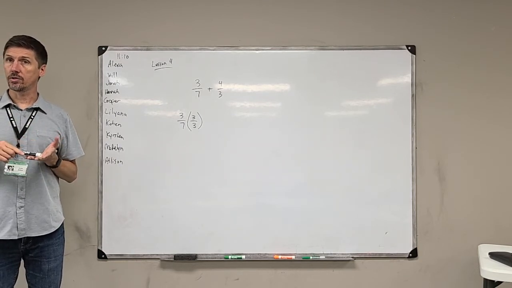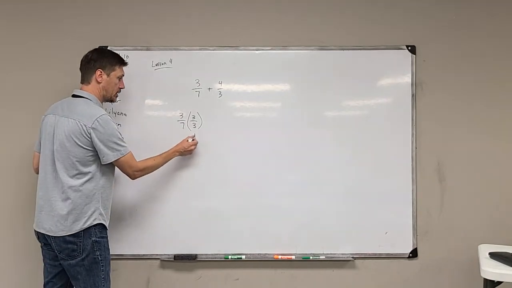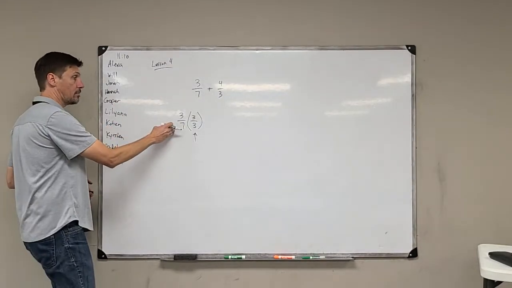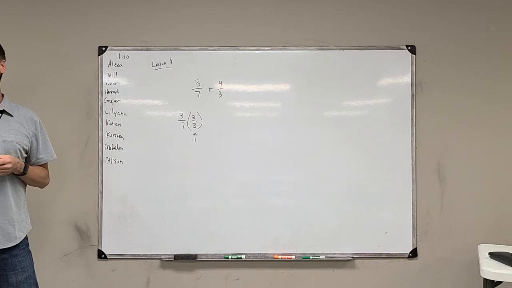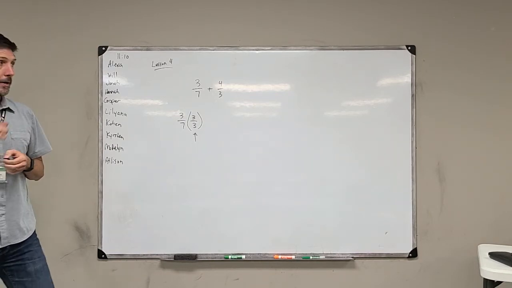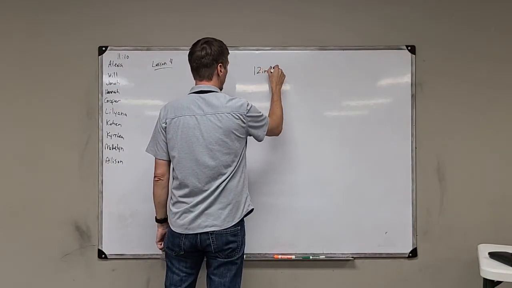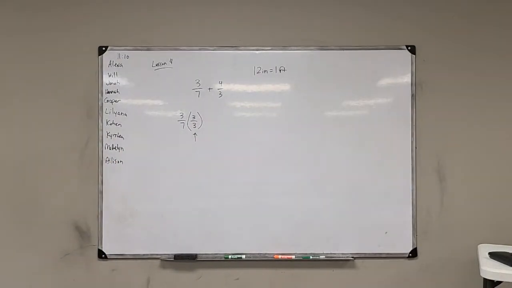Whatever you do with the bottom, you do with the top. And the reason this doesn't change the value is because we said 3 over 3 is 1, right? So we're just multiplying this number times 1, which isn't going to change the value of the number. That's exactly the way that unit multipliers work, okay? What do I mean by unit multipliers? Well, everybody knows that 12 inches equals 1 foot, right? So that's what we call a unit multiplier.